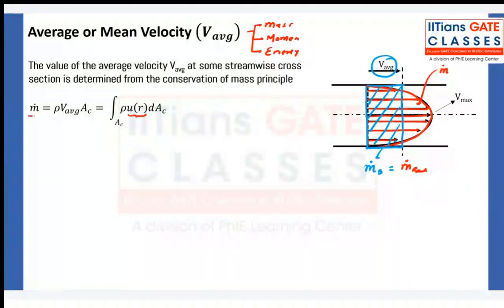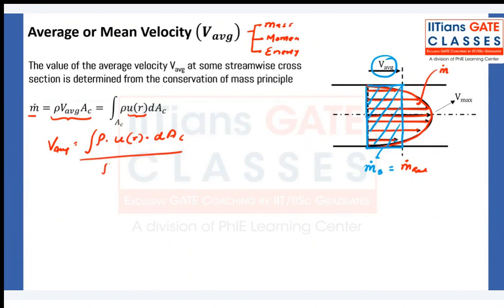So for the blue region, it is rho A_c times V average. And in the red region, the velocity is changing, so I have to integrate from 0 to capital R. So from here, V average is equal to the integral of rho u(r) dA_c upon rho times A_c.